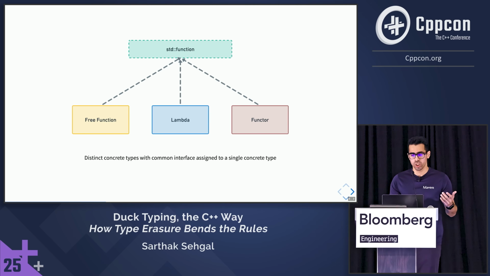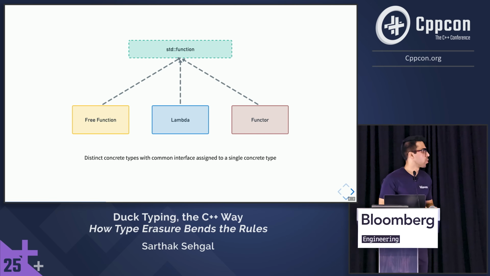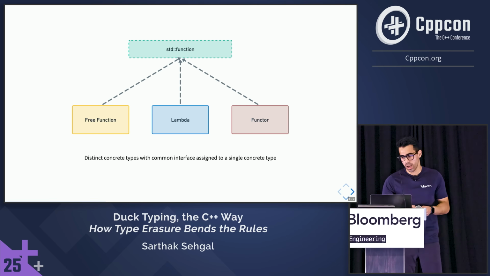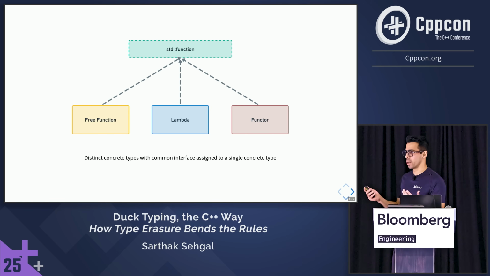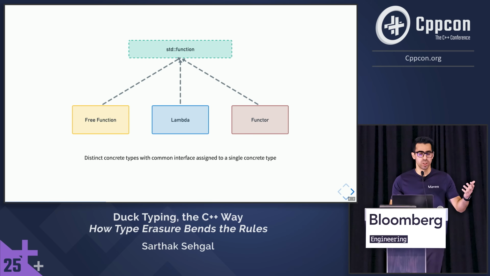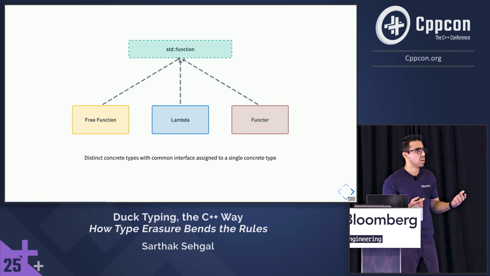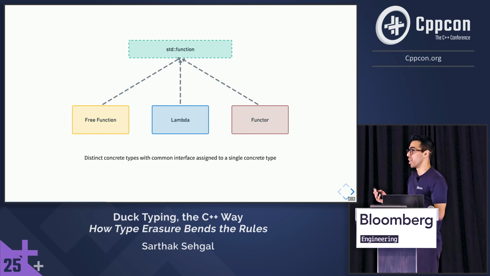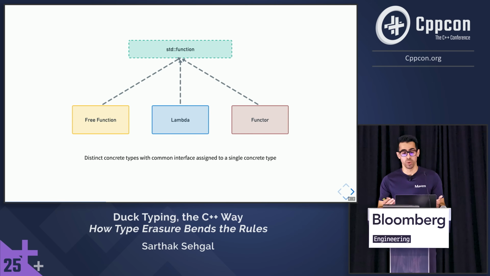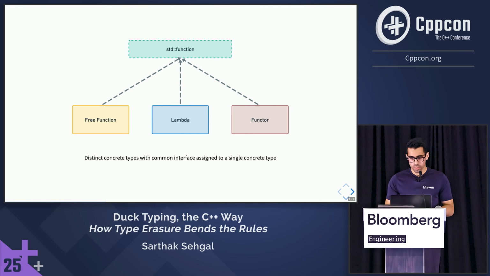Herb Sutter hinted towards type erasure in his talk on reflection earlier this week, where he had a drawable type erased component, and then he had implementations like a square, a circle, and these don't need to be bound by any inheritance hierarchy. So as long as a square and a circle have a draw method implementation, you can use them and assign them to a common drawable class.